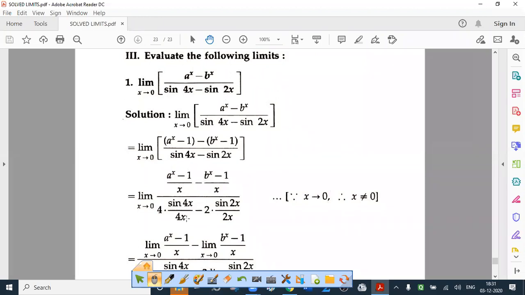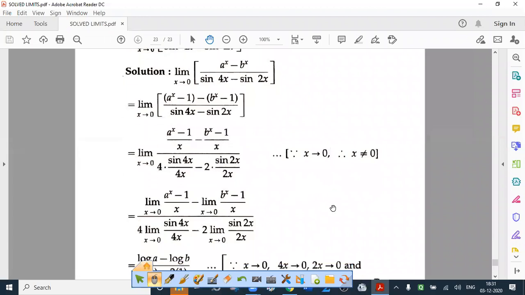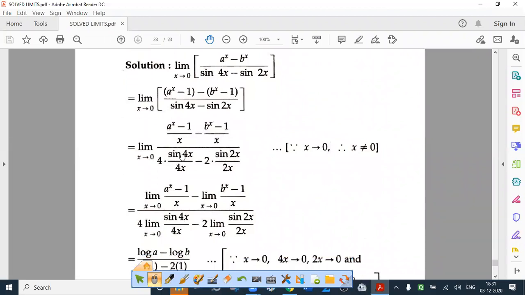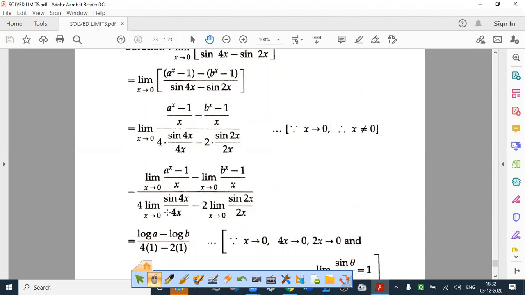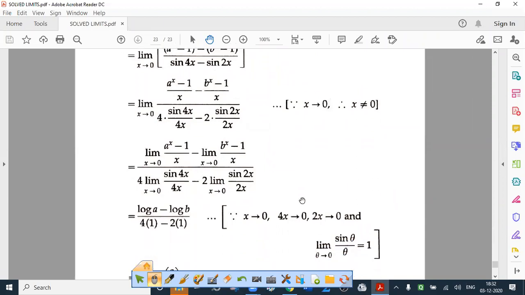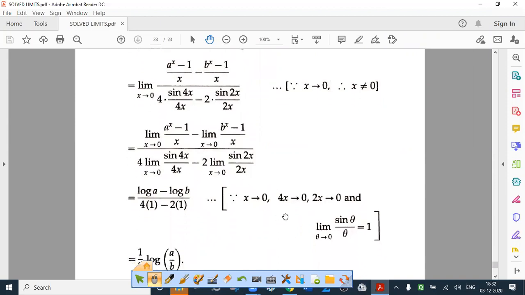Actually, sine 4x requires not x but 4x in the denominator. No problem. Multiply denominator by 4 and therefore numerator by 4. Here we need 2x. So we multiply numerator by 2. So we have written the same function in the required standard form. Now use the standard result. So limit x tends to 0, a raised to x minus 1 upon x minus limit x tends to 0, b raised to x minus 1 upon x, upon 4 into this. So log a minus log b upon 4 into 1 minus 2 into 1. So this is the reason for that.